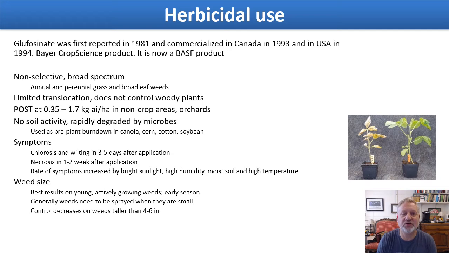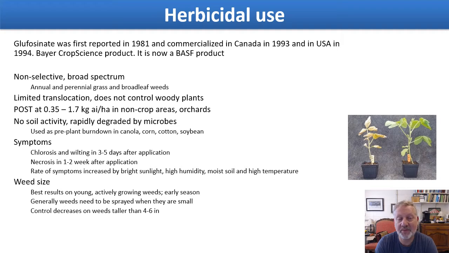First of all, it was first discovered in 1981 as a natural product, was commercialized in Canada in 1993 and then in the United States. It was discovered and produced by Bayer Crop Science, but now it actually belongs to BASF. It's a non-selective broad spectrum herbicide. It goes in the leaf through the post-emergence application, does not translocate. It requires quite a bit of rates, up to 1 kilogram active per hectare. It has no soil activity like glyphosate. If you go in the soil, it binds to the soil and has no activity at all.